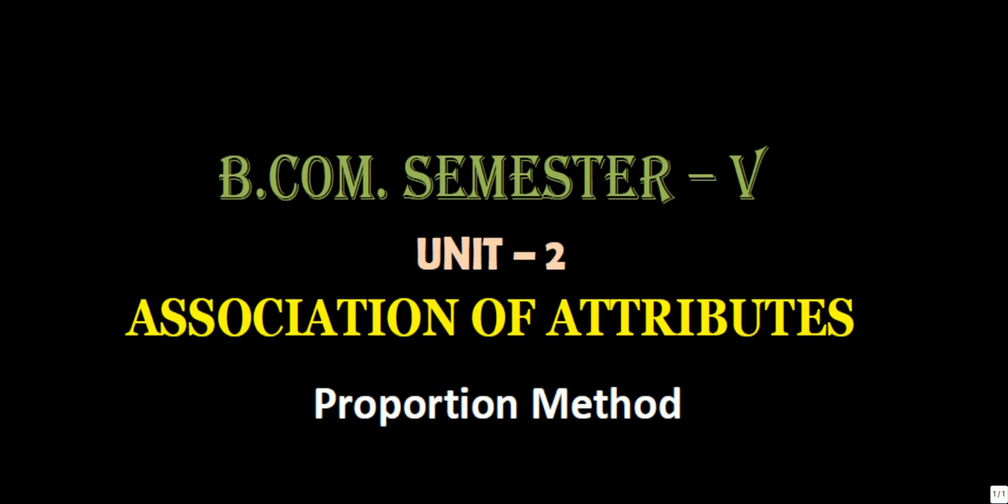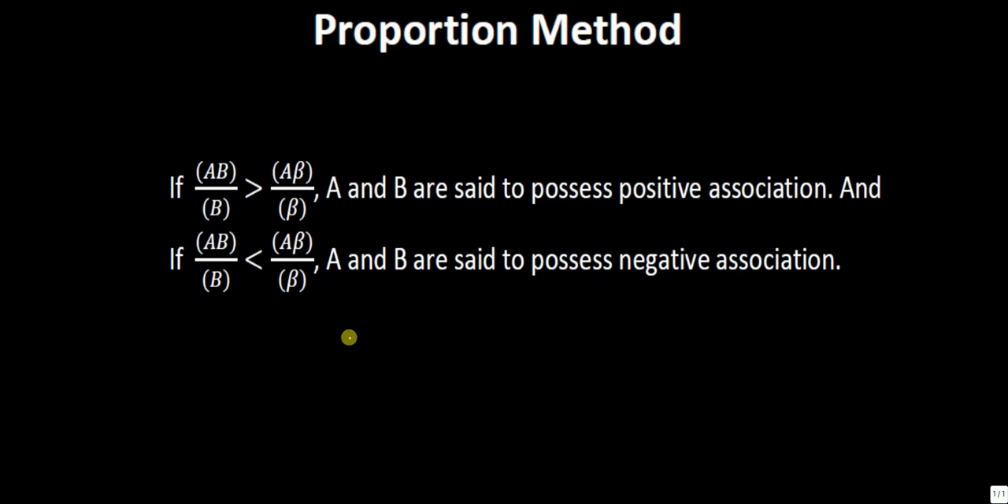See, in proportion method, if AB upon B is greater than A beta upon beta, then A and B are said to possess positive association. And if AB upon B is less than A beta upon beta, then it is called negative association. Similarly, if both the values are equal, AB upon B equals A beta upon beta, then the two attributes are said to be independent, or there is no association between A and B.